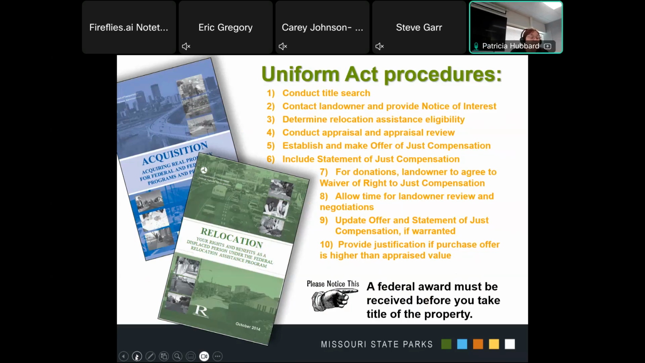A relocation plan will be required for any persons displaced from the acquisition of property. Refer to the Federal Highways Relocation Booklet for additional information. Number 4, conduct an appraisal and appraisal review. Before negotiating a purchase price with the landowner, the real property to be acquired must be appraised. Have the property appraised by a licensed appraiser according to the Uniform Appraisal Standards of Federal Land Acquisition, commonly referred to as a Yellow Book appraisal, with the landowner given the opportunity to accompany the appraiser. The appraisal then must be reviewed by a state certified review appraiser.